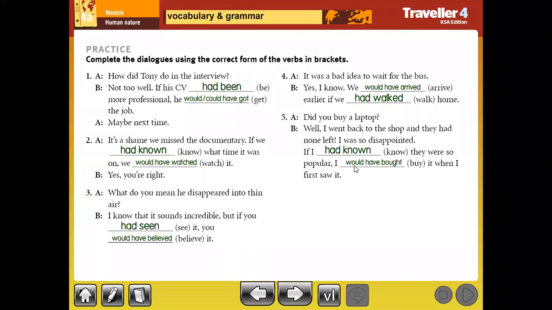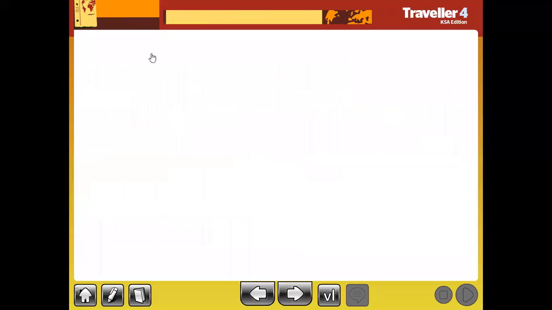So the third conditional consists of the if clause and the main clause. In the if clause, we use the past perfect. And in the main clause, we use would or could or might plus have plus past participle of the verb. As we said, we use the third conditional to talk about imaginary situations, to criticize somebody or something, or to regret not doing something or doing something, to express regret in general. So let's move to the next section.